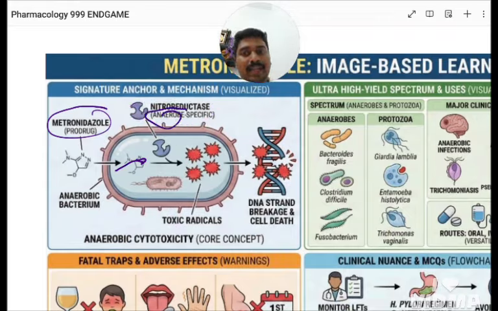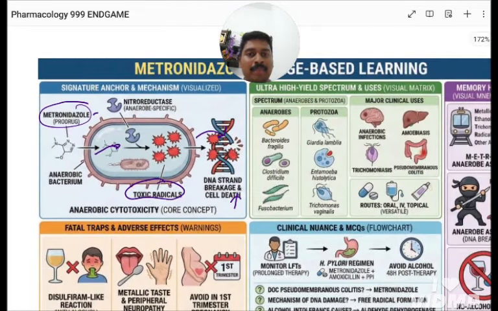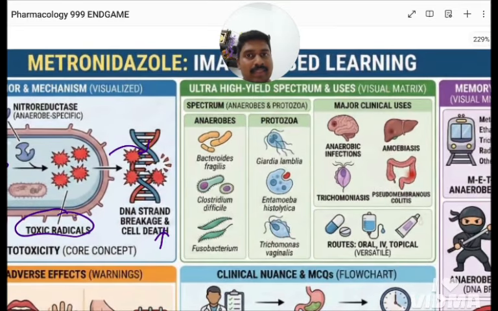So in anaerobic bacteria, metronidazole is broken down by nitroreductase to produce some toxic radicals, and these lead to DNA strand breakage and cell death. That is the basic reason why it only acts on anaerobes. So which are the anaerobes it is active against? One is Bacteroides fragilis, Clostridium difficile, and Fusobacterium. So these three you remember.